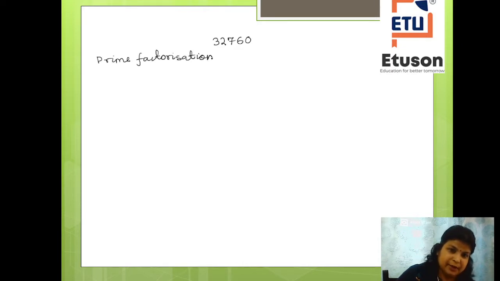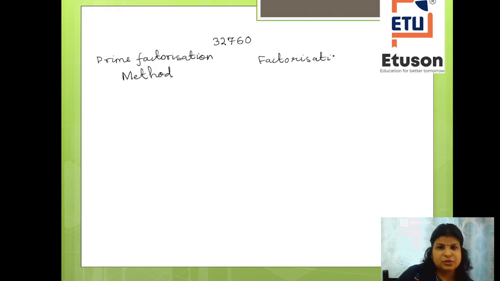Prime factorization method, okay, and another one is the factorization tree. These two methods we will adopt and we will find out the factors of 32,760. So how do you do it for prime factorization?